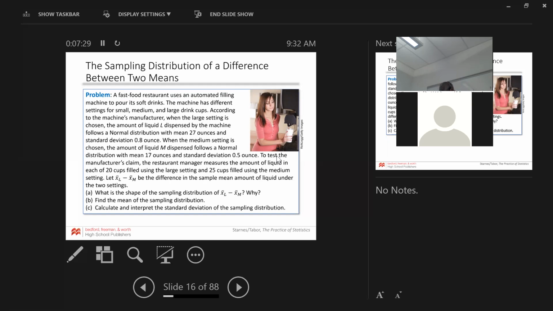And then you got a sample size. So for the large soda, 27 8/10. For the medium soda, 17 5/10. And the sample size, 20 for large and 25 for medium. Okay?